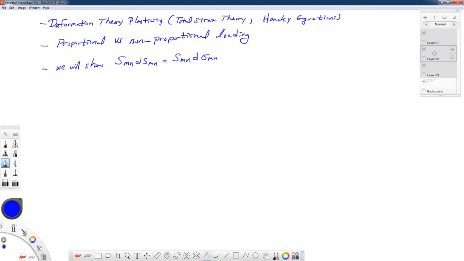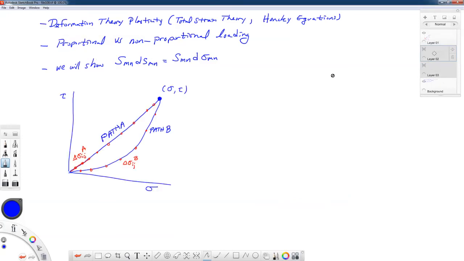And for that, I'm going to see if I can call up a screen. There we go. And in this plot, I have plotted sigma versus tau. So I'm in a stress space, sigma versus tau stress space. And I want to get to a certain endpoint of sigma and tau that is above the elastic limit, so we have some plasticity. So this is some stress level where we have some plasticity.